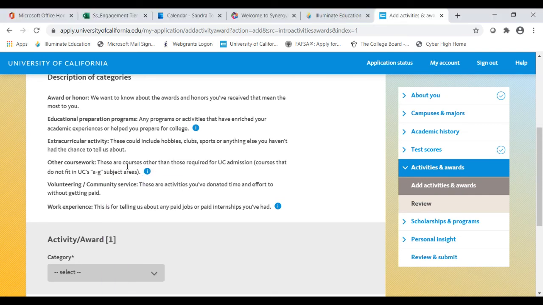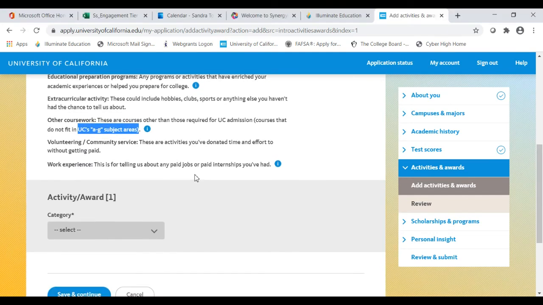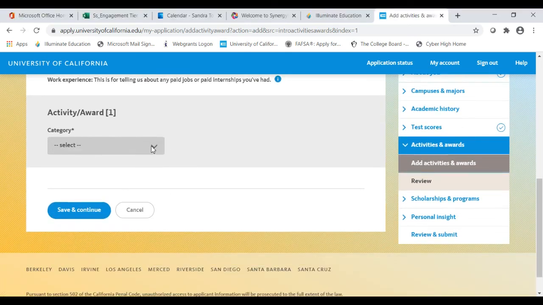Also, other coursework. This may include courses that are not in the A through G categories. Maybe someone had asked about American culture. Intro to American Culture is not an A through G course, but you could include that here, under other coursework. Any internships you've had, any volunteering and community service. So those of you that have completed community service, this is where you enter all that information. So this is where you get started and you pick the category.